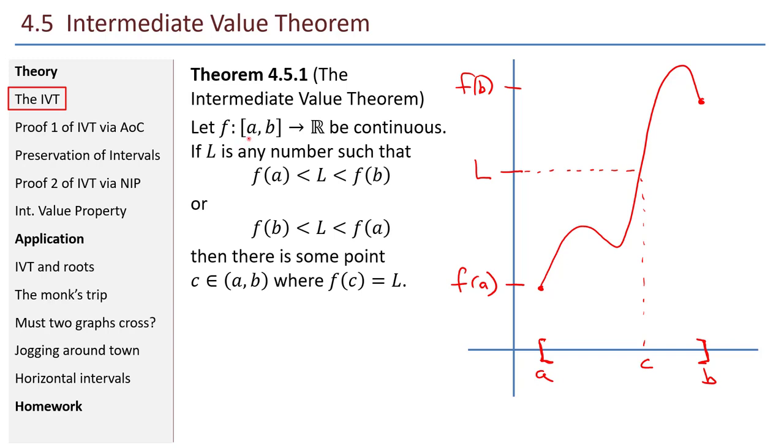Let f from the closed interval a to b to the real numbers be continuous. If L is any number strictly between f of a and f of b, then there is some point C strictly between a and b where f of c equals L. How about a proof for this thing?